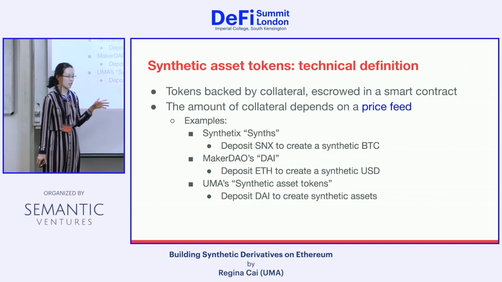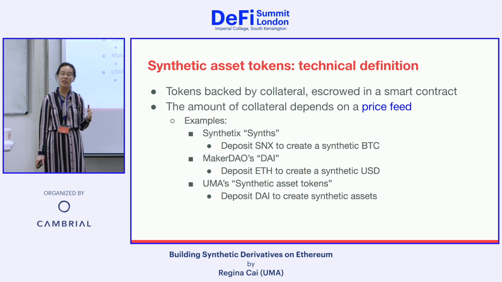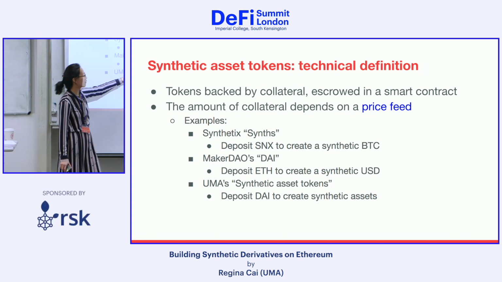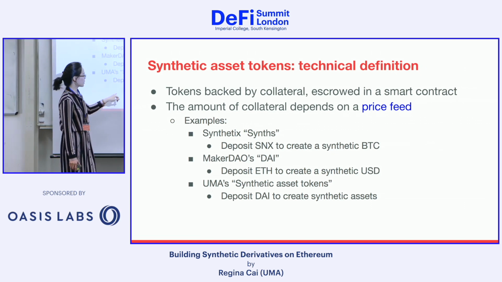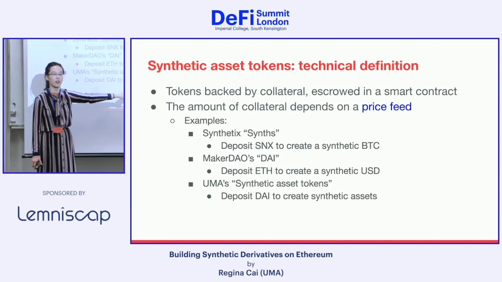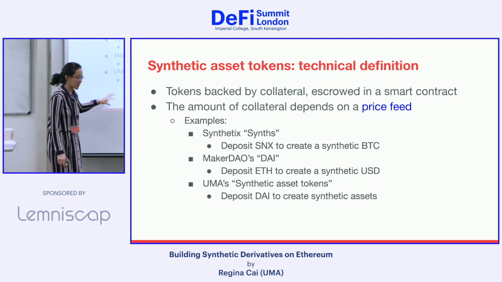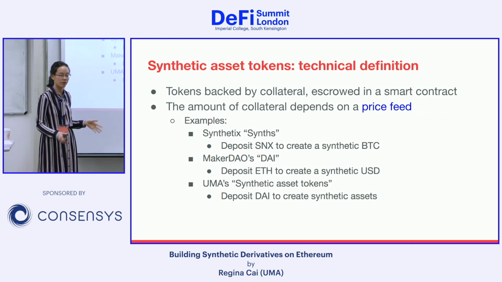And what UMA enables you to do is you can deposit DAI to create synthetic assets that track the price of anything. So as you might say, well, here you're depositing a volatile asset to create a stable asset. Here we're depositing a stable asset in order to create volatile assets. Volatile relative, of course, to DAI. That's why I say in some way it's not super new. It's similar to what you've seen before.